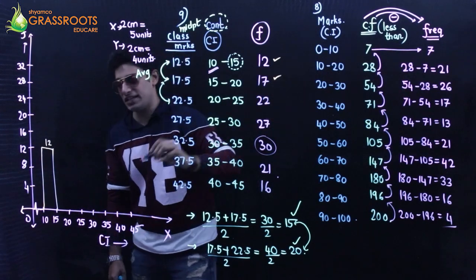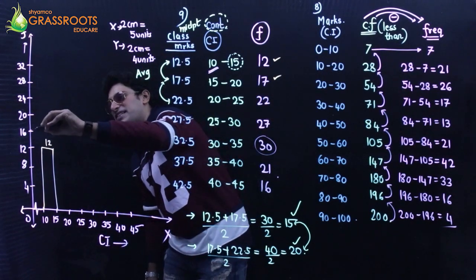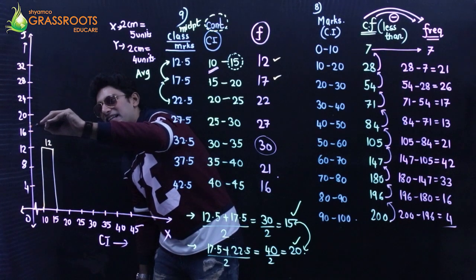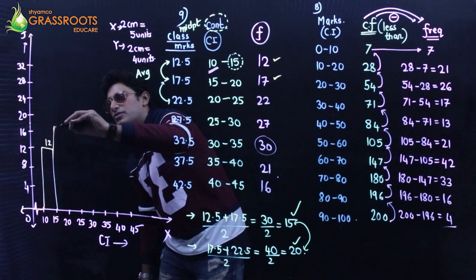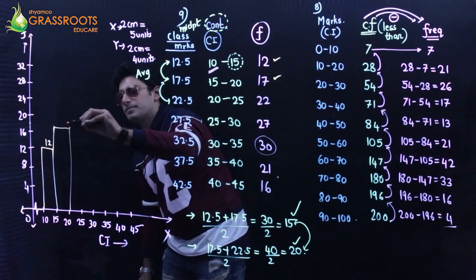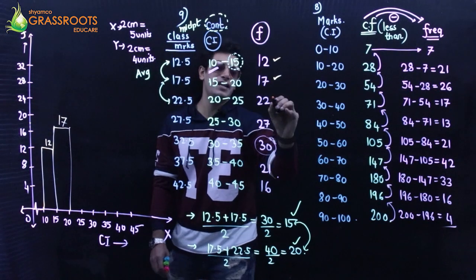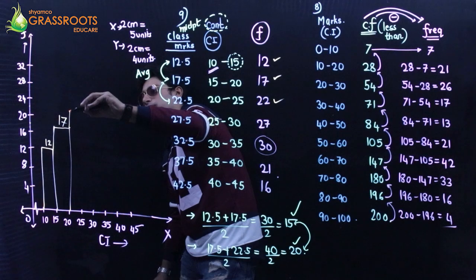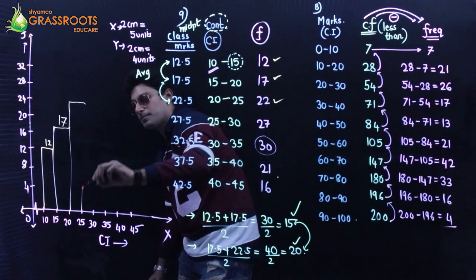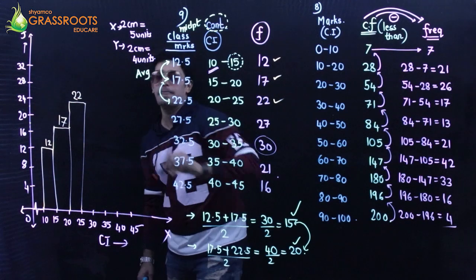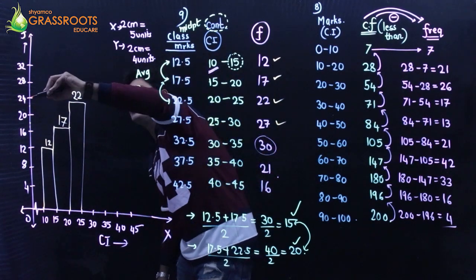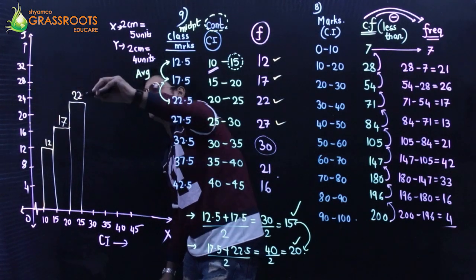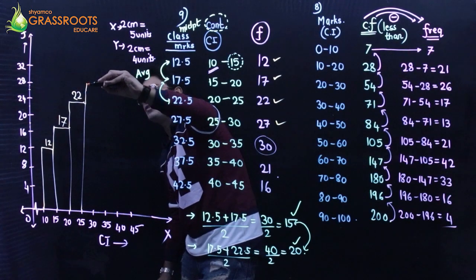The next is 17. Between 16 and 20, we have 18. And exactly between 16 and 18, we have 17, somewhere out here. The next is 22. Between 20 and 24, we have 22. The next is 27. Between 24 and 28, we have 26, and between 26 and 28, we have 27.